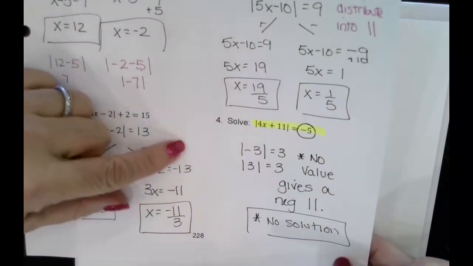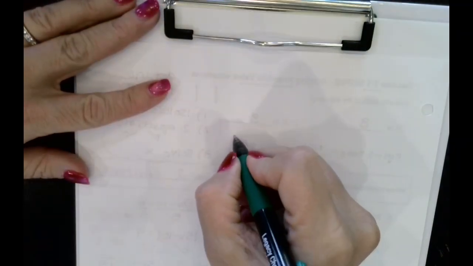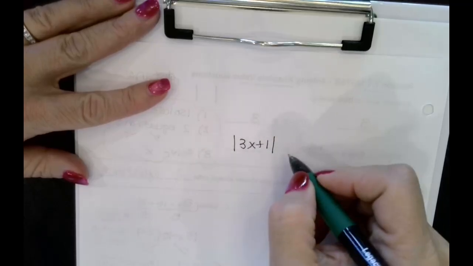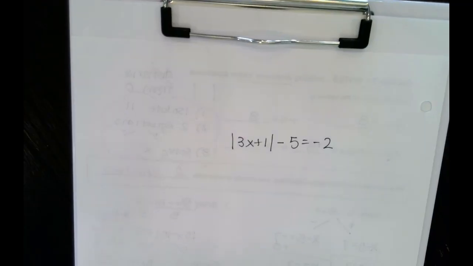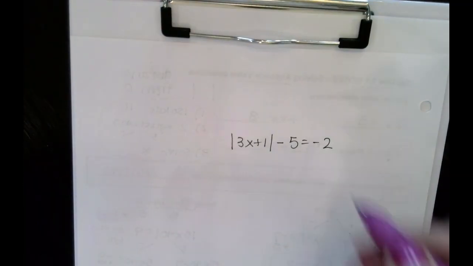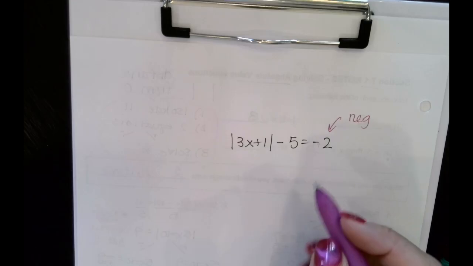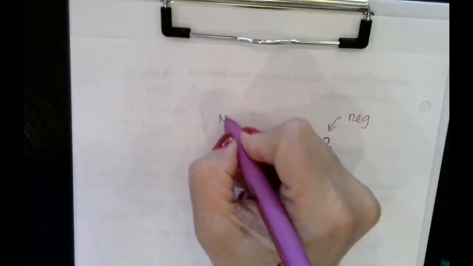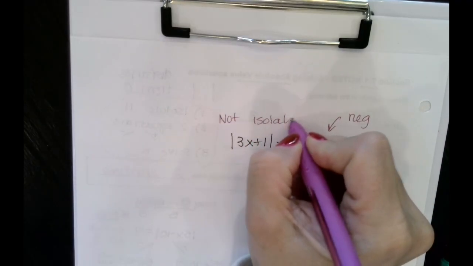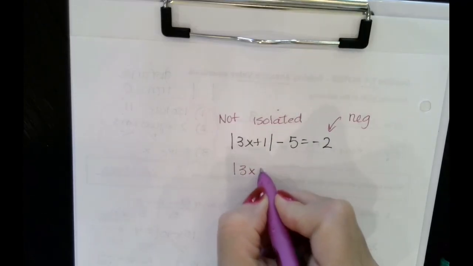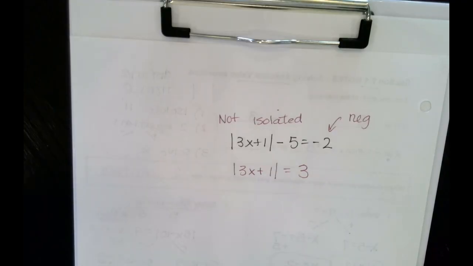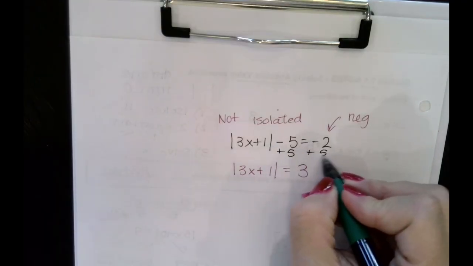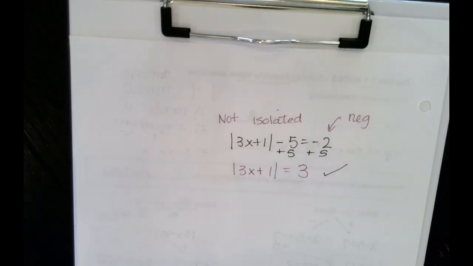Now, flip it over real quick because I want to give you another example of something. So let's say I had this: 3x plus 1 minus 5 equals -2. So we just said that we can't have anything over here be negative. But look what happens. This is not isolated. So now I have 3x plus 1 equals 3. And so what happens is when I add 5 to both sides, I now have a positive number. So I can solve this.